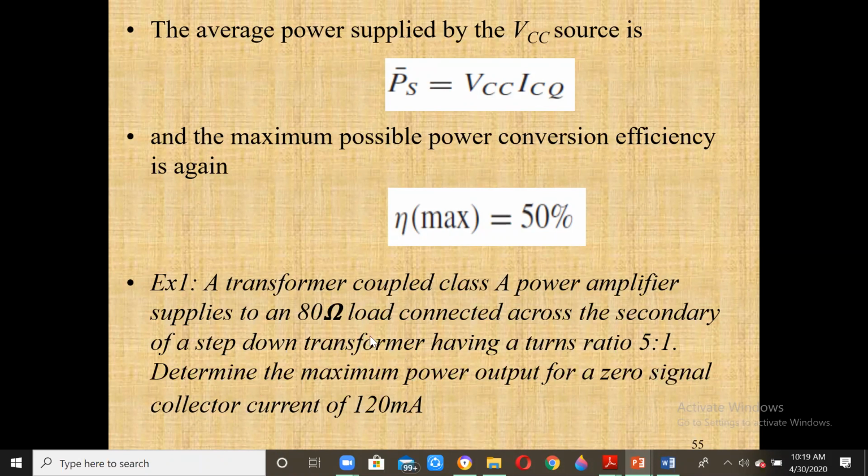This is the question given in the model question paper, hence I have taken that. So this will be the zero signal collector current IC. The turns ratio is 5:1 and A will be equal to 5. That is what it means.